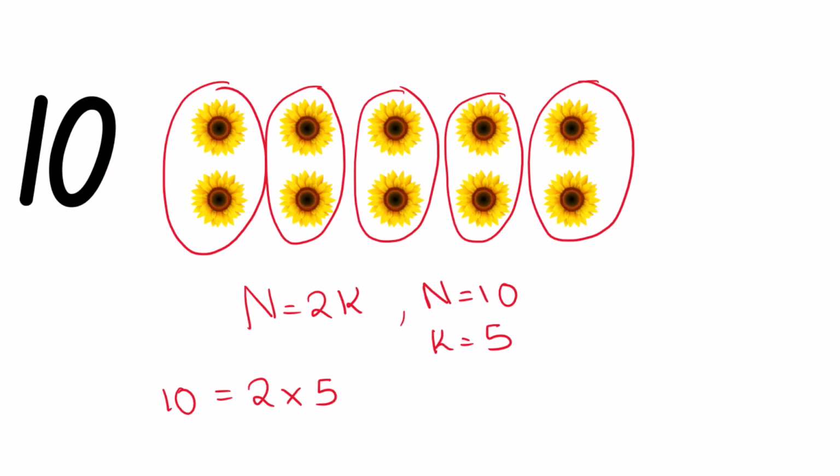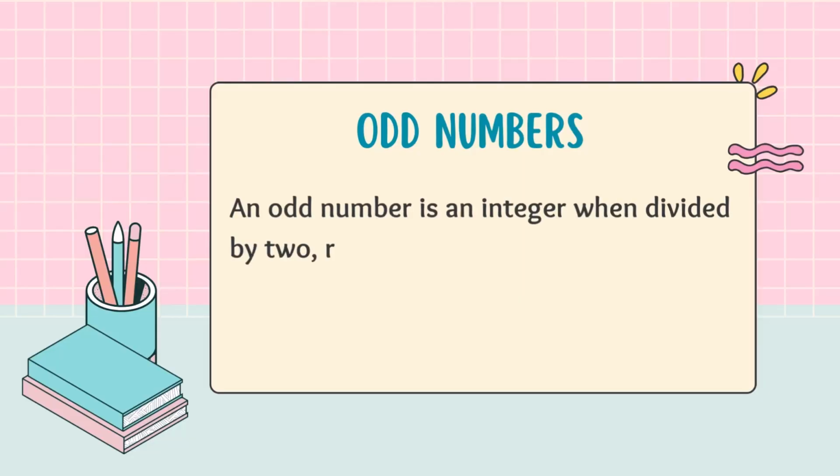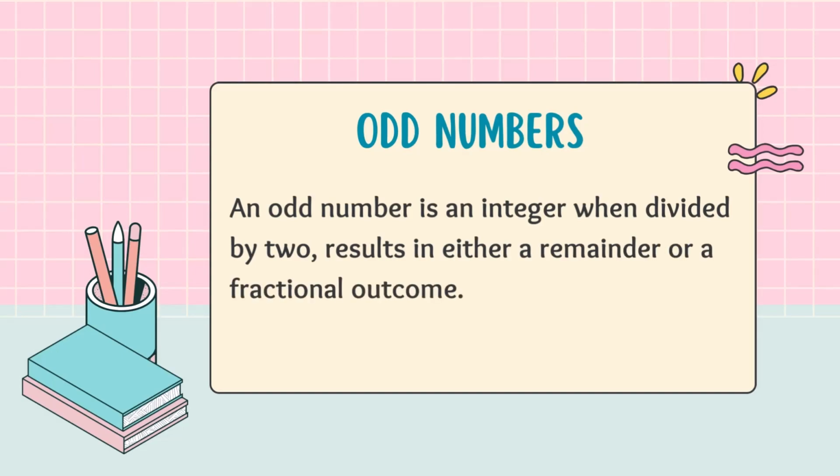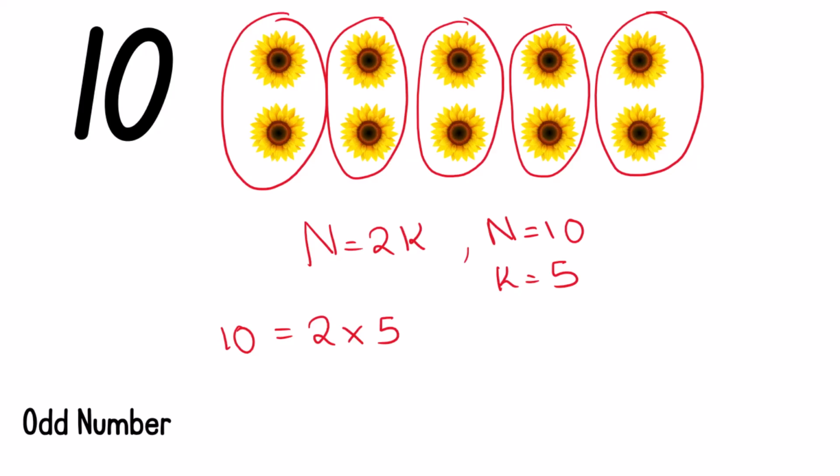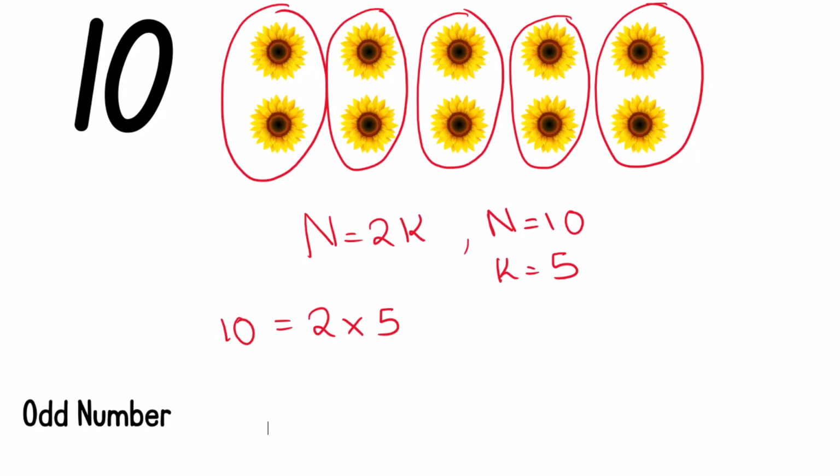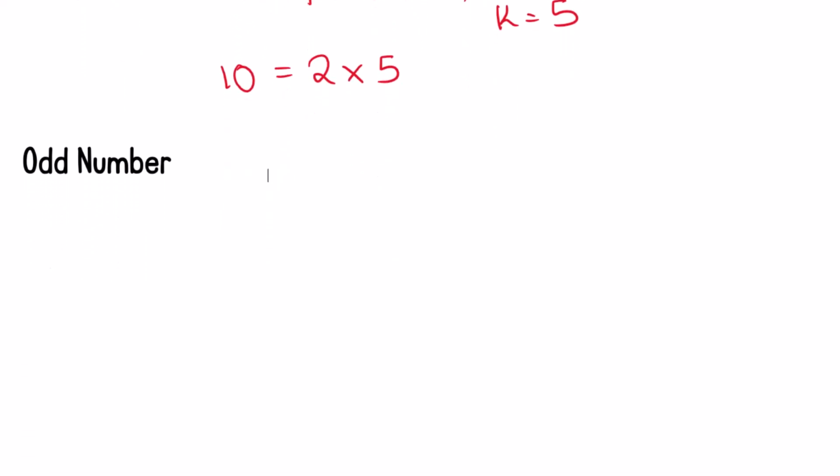So, through these hands-on examples, we have just proven the formula for even numbers: whenever you can pair up items with none left over and this pairing matches the formula n is equal to 2k, you have an even number. We have just delved into the realm of even numbers. Now let's shift our focus to the odd numbers.